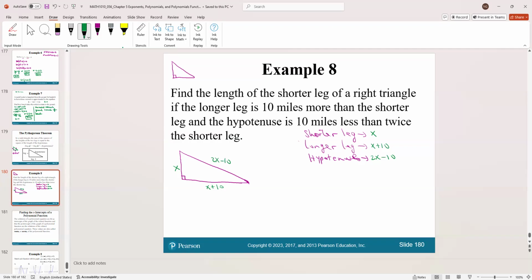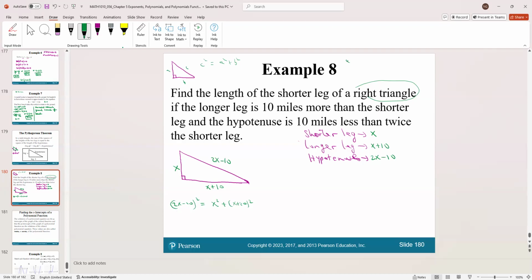Now, because they said it's a right triangle, we know for a right triangle with sides A, B, and C, C squared equals A squared plus B squared. That means I go with (2x minus 10) power 2 equals x squared plus (x plus 10) power 2. That's it. I need that.